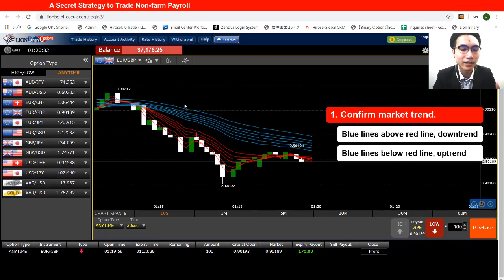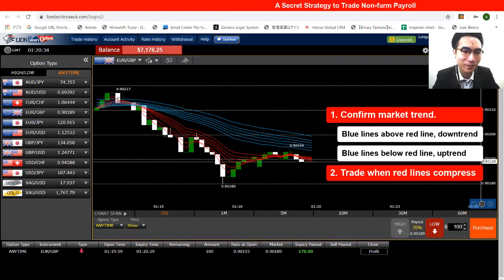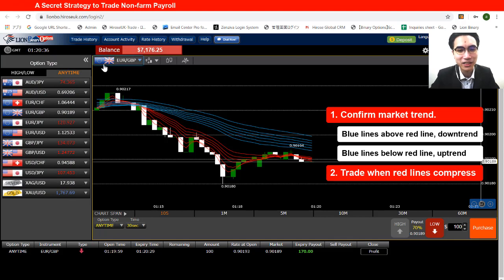But if the blue line is below the red line, it is an uptrend. So all you need to do is just identify the trend direction and then place trades where the red line is compressing. So pretty simple, and if you catch a trend, I'm sure there's a lot of chances for you tonight, later at the NFP, to catch your trading chances.